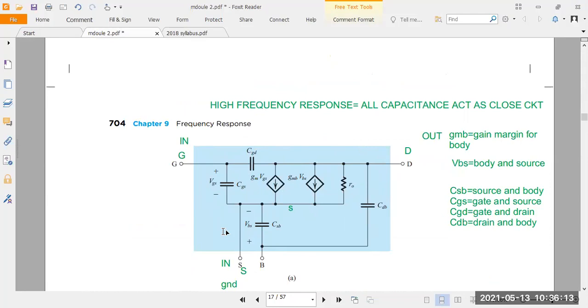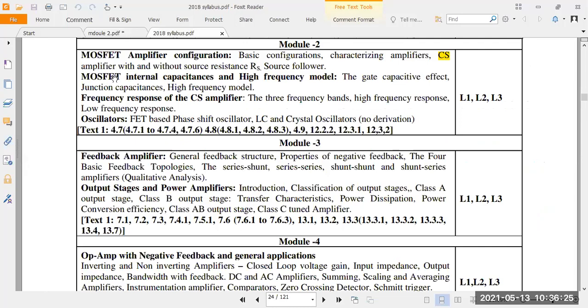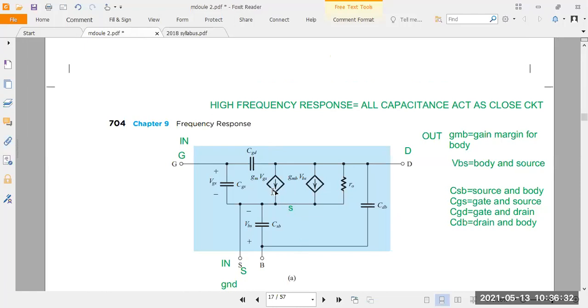So we are talking about internal capacitance. CGS is an internal capacitance. CGD, then CDB, then CSB, all are internal capacitances. That is our topic here. MOSFET internal capacitance means we have to consider all capacitances within the MOSFET. Understood? After that there is a drain current here, that is ID.